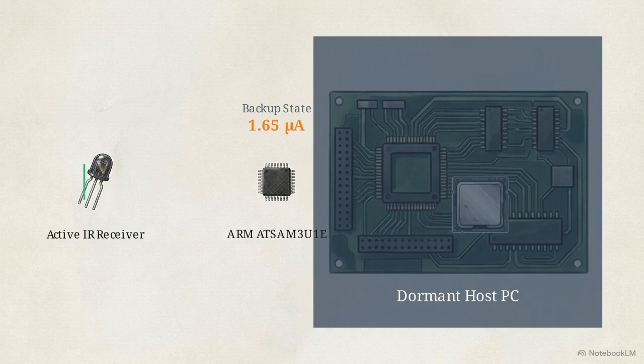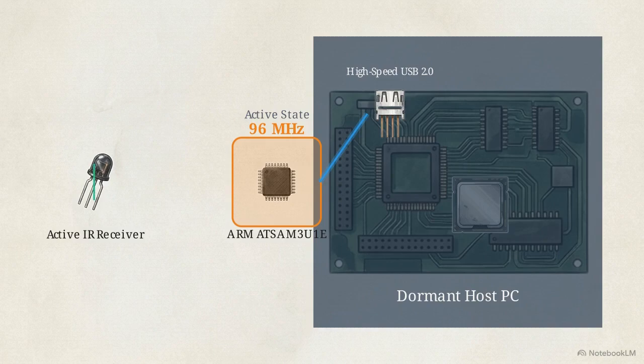Notice the power draw hovering over the MCU. It draws just 1.65 microamps in a backup state, continuously monitoring the IR interrupt line. The millisecond the IR pulse is received, the chip snaps into an active 96 MHz state. A data pathway illuminates, instantly routing the signal to the high-speed USB 2.0 block at 480 megabits per second.